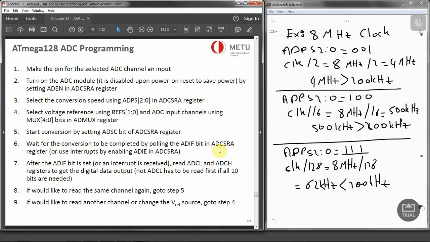If we want to read more data, we just go back and start again from the conversion step. Or if we want to change the channel and read a different channel, or change the reference voltage, we have to wait for the conversion to be completed, and then we can change those. So these are the steps that we are going to follow when we program the AVR.